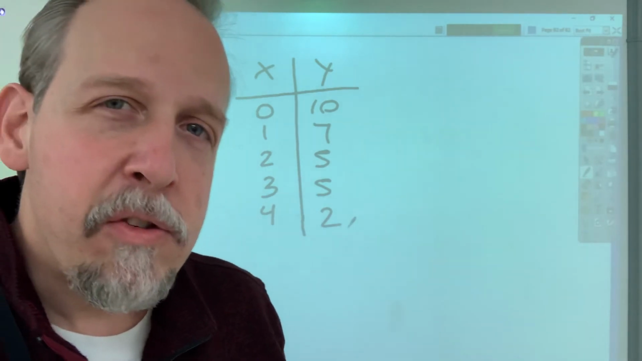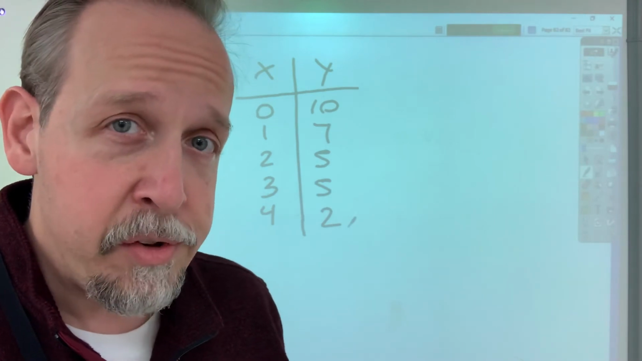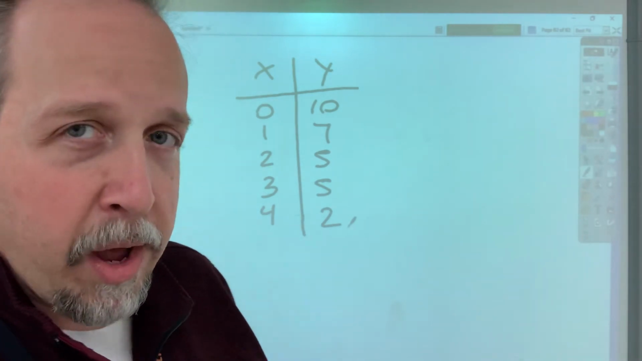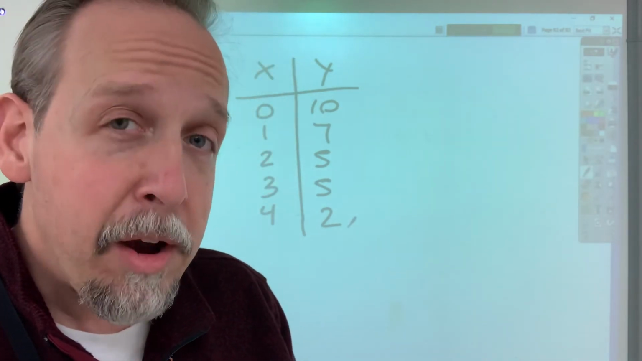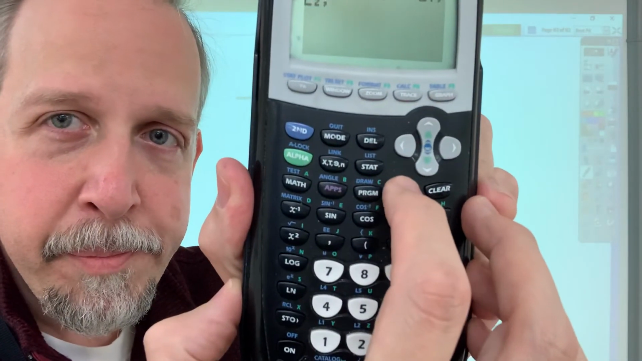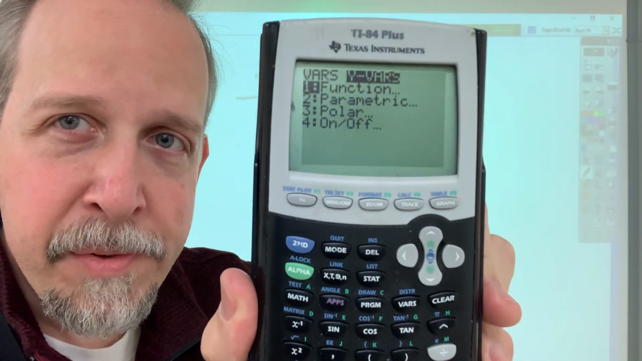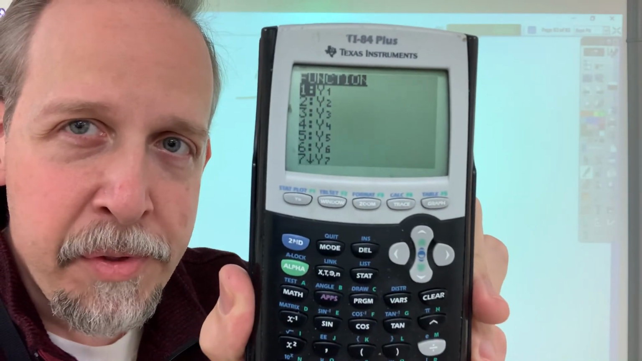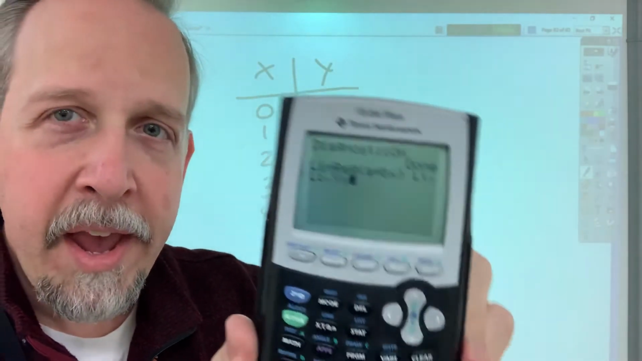And then it says store regression equation. You want the calculator to store your regression equation. So you want it to put it in the Y1 menu, which is where all of our lines usually go. To get there, you hit the Vars button, go over to Y-Vars, hit enter for the function, and hit enter for the Y1. Now, we're ready to calculate it.